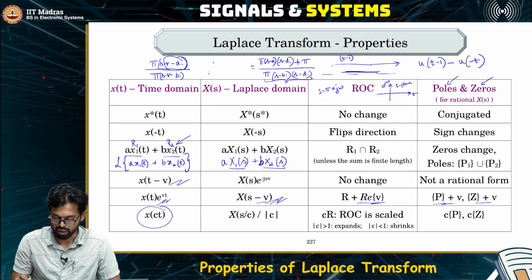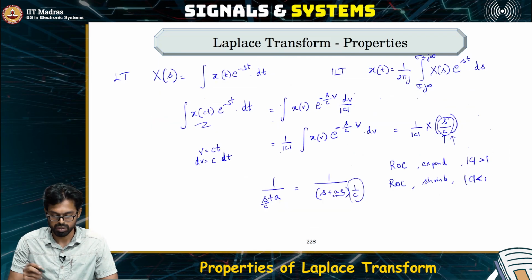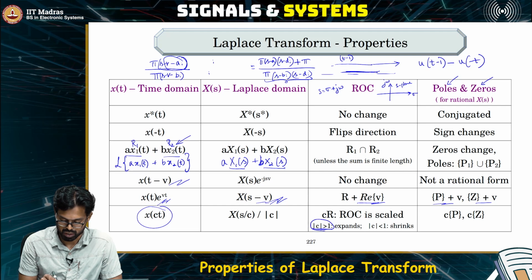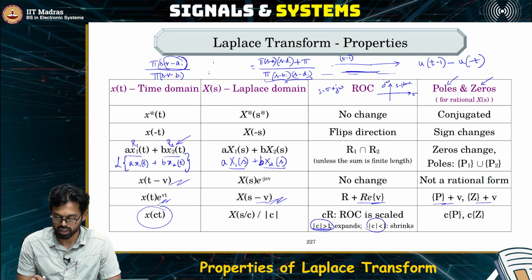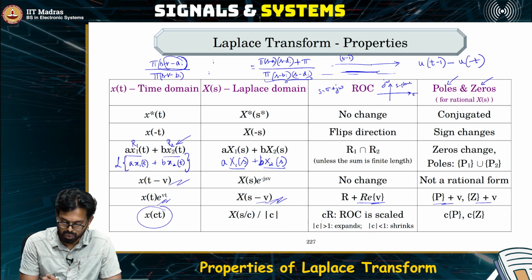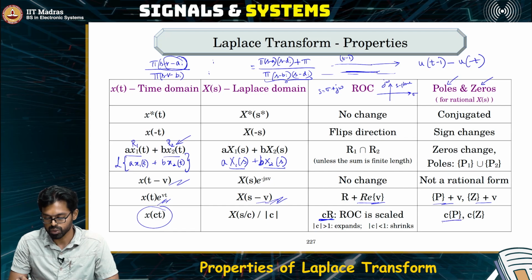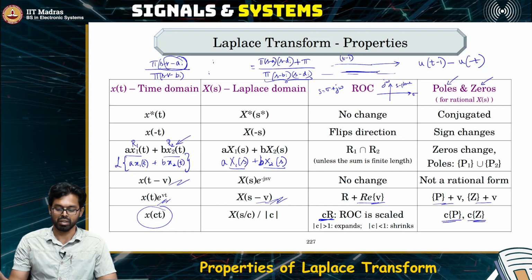So that is what we have here. So whenever c is greater than 1, there is an expansion of the ROC, and whenever c is less than 1, there is a shrinkage in the ROC. So the entire ROC is now scaled by this constant c. The poles are also scaled, the zeros are also scaled.